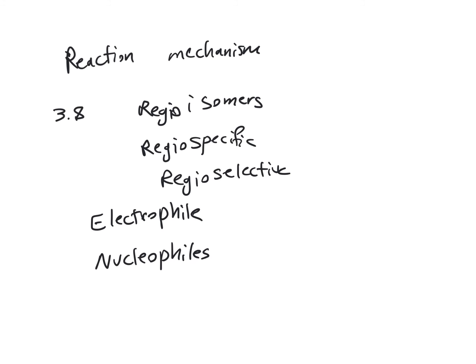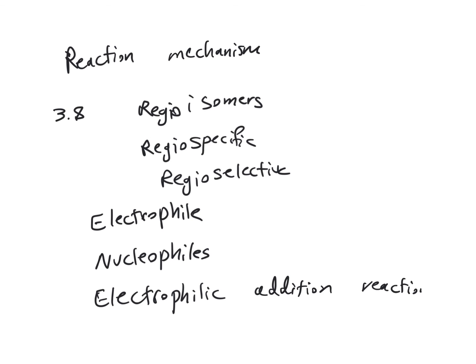And a reaction in which an electrophile is added to an alkene is called an electrophilic addition reaction. Okay, and let me go to chapter 4.